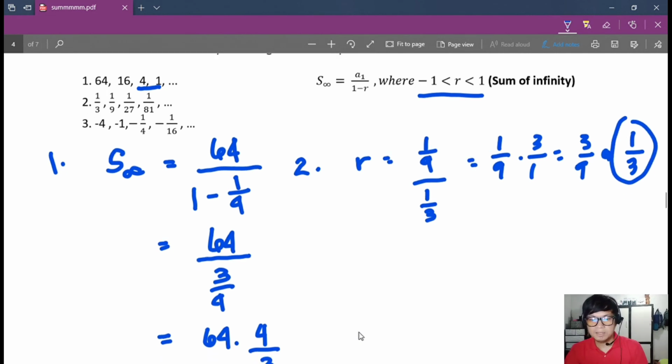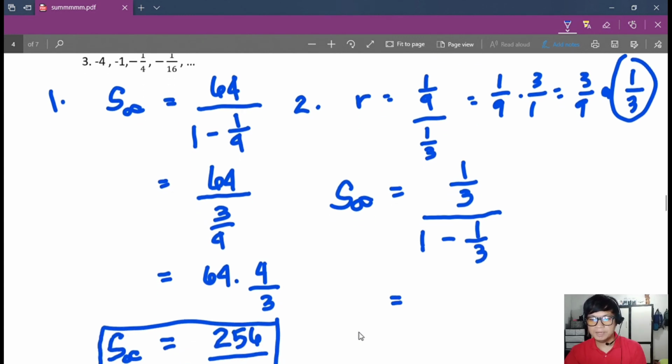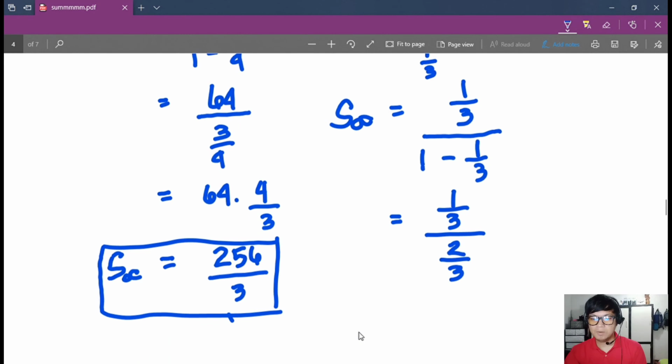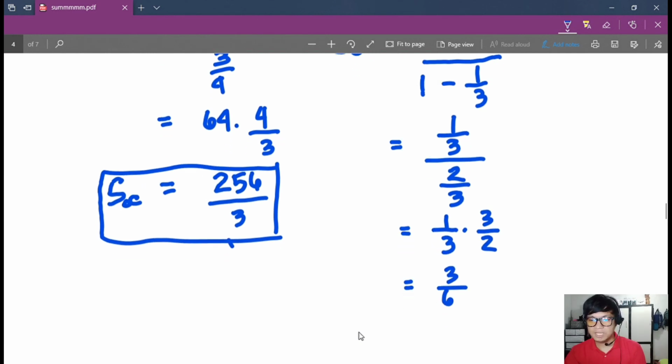So we'll use the formula. Sum of infinity is equal to the first term is 1/3 over 1 minus 1/3. So we have 1/3 over 1 minus 1/3 is 2/3. Then we'll do the fraction, 1/3 times reciprocal nito, 3 over 2. So we have 1 times 3 is 3 over 6, or 1 over 2. So the answer is 1/2.